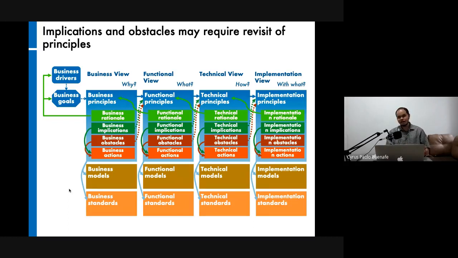Now, just like in any other writing assignment or writing effort, there will be many versions or many drafts, so to speak. So once you start writing down your implications and obstacles, you start to think, okay, this is what needs to happen in order for my principle to get done. And these are the risks that I foresee that can derail my principles from becoming true. But there doesn't seem to be any consistency with the other principles. So now you have to rewrite your principles.